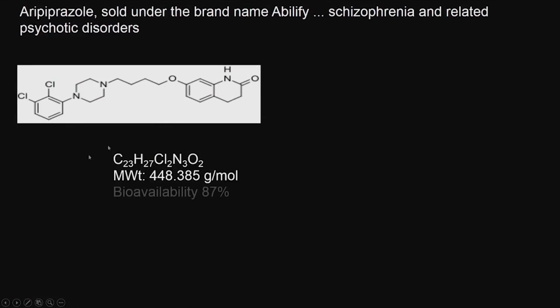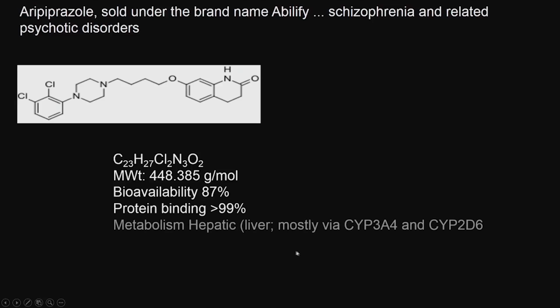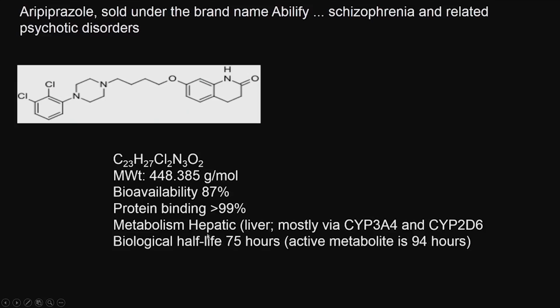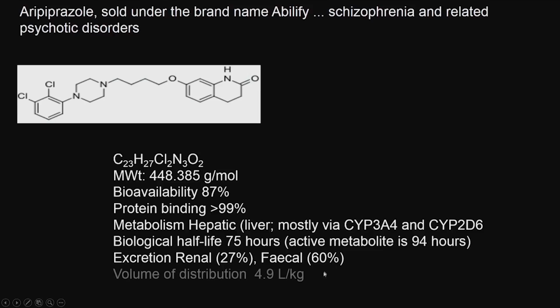This is a small molecule, 448 molecular weight. Bioavailability is quite good, 87%, and binds quite a lot to the protein. It gets metabolized by cytochrome enzymes in the liver. Okay. Biological half-life is 75 hours, is excreted renal by 27%, fecal by 60%, volume of distribution is reasonable.